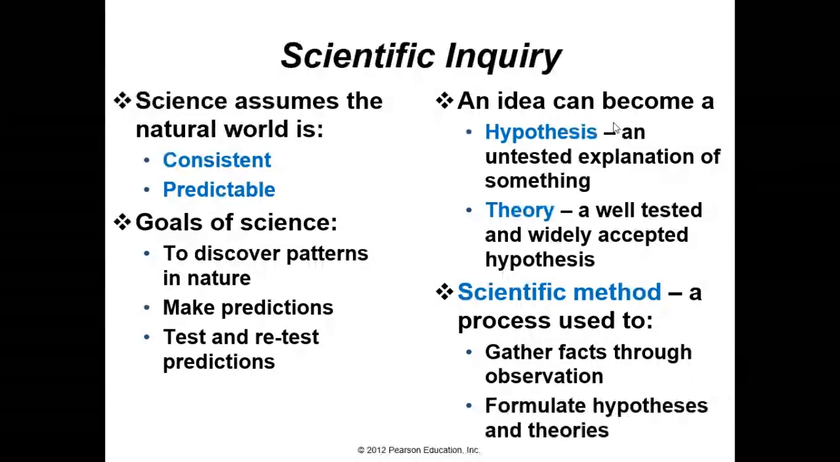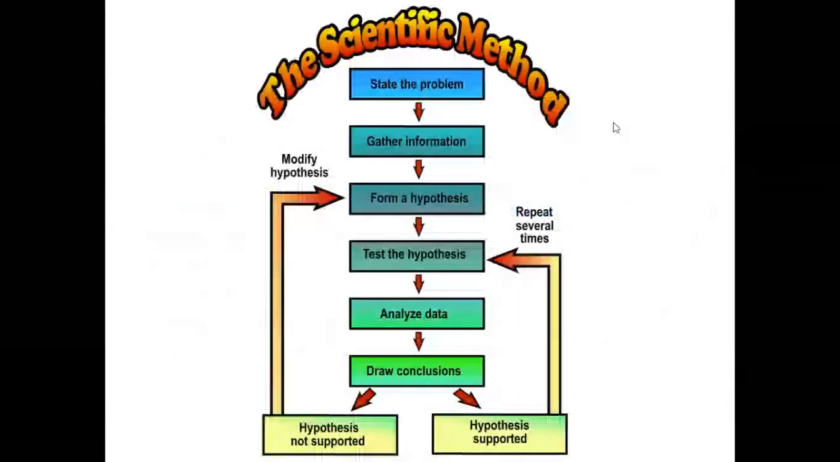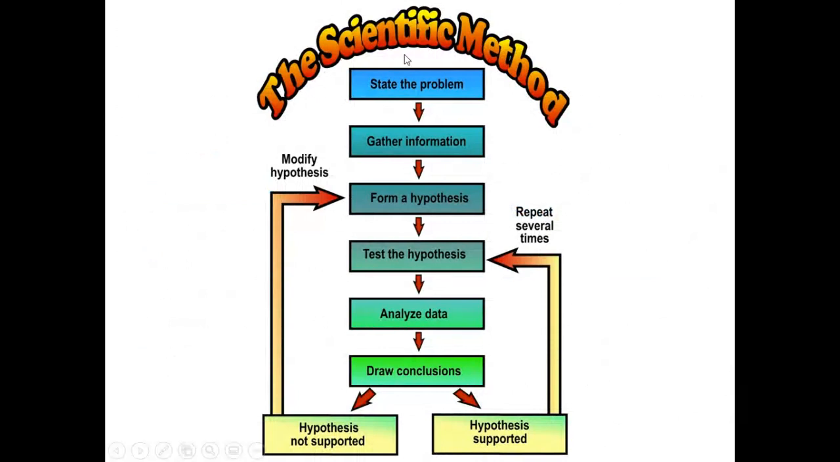All right, so scientific inquiry is conducted via the scientific method, and this is simply a process whereby scientists gather facts through observation, and then they formulate hypotheses which may eventually result in the formation of theories. So what you're looking at here is the scientific method, broken down in a relatively easy to understand way. Let's quickly go through this and I'll explain how it works.